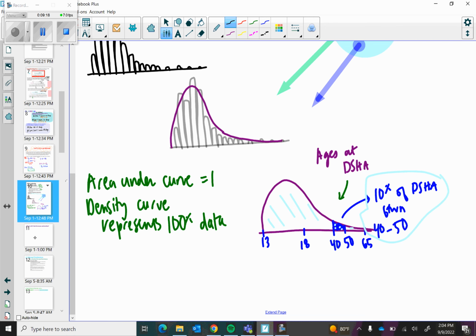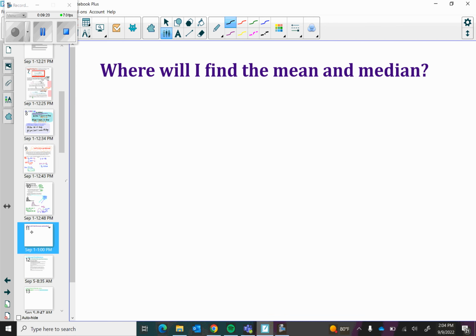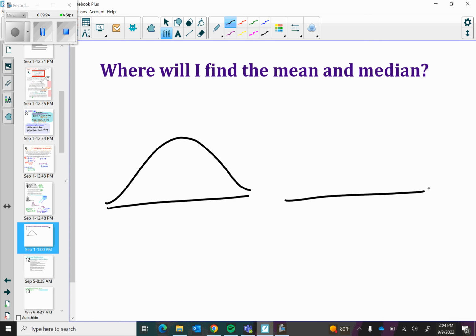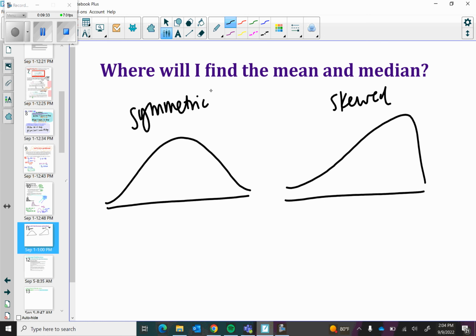We can extend this to remind ourselves about mean and median and where they lie in a distribution. So I've got two density curves. I'll make this one skewed to the left. This one is skewed. This is symmetric. Where would the mean and the median lie? Well, mean and median of a symmetric distribution are going to be pretty much smack dab in the middle. In a skewed distribution, median is by most of the data, and the mean gets pulled out into the tail.